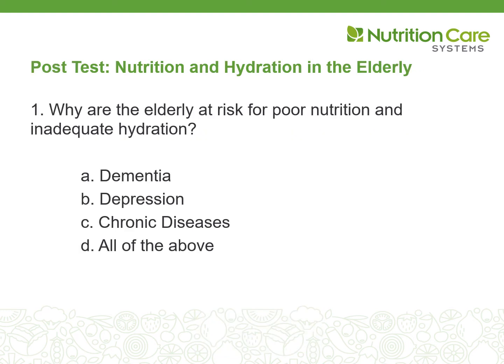Let's take a short quiz on nutrition and hydration in the elderly. Question number 1. Why are the elderly at risk for poor nutrition and inadequate hydration? A, dementia, B, depression, C, chronic diseases, or D, all of the above?